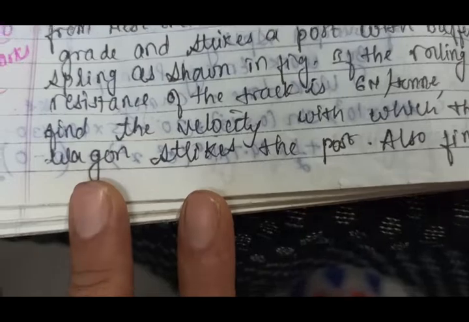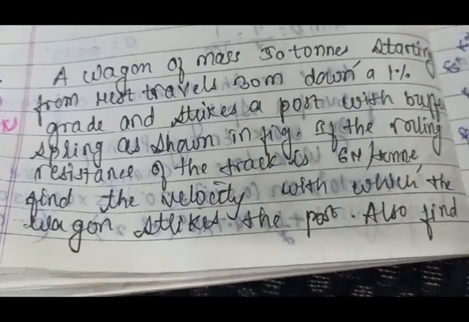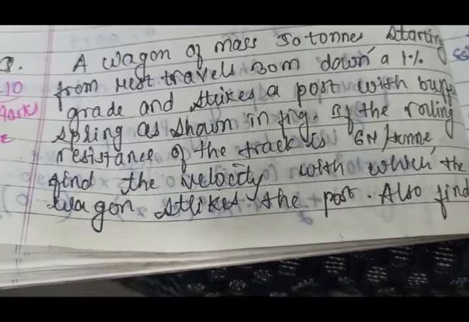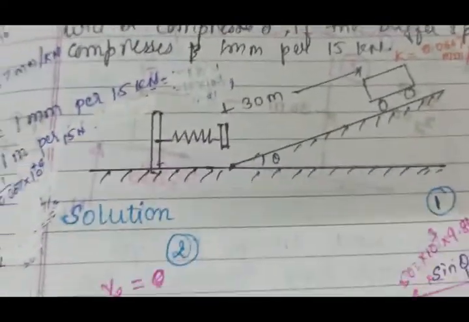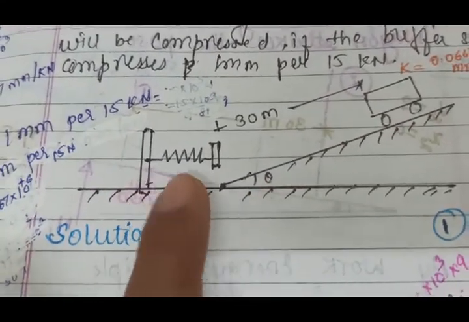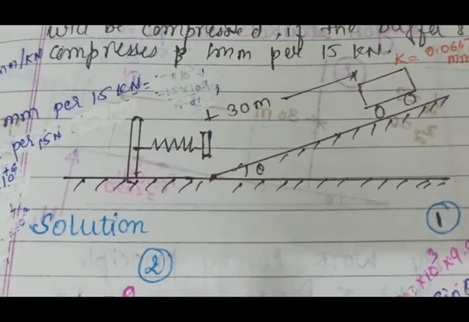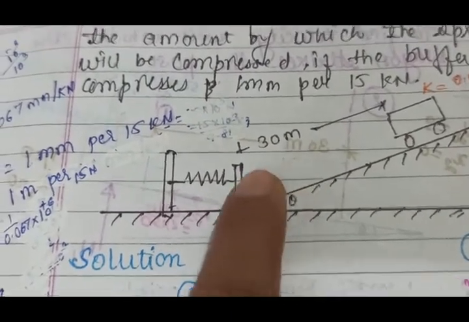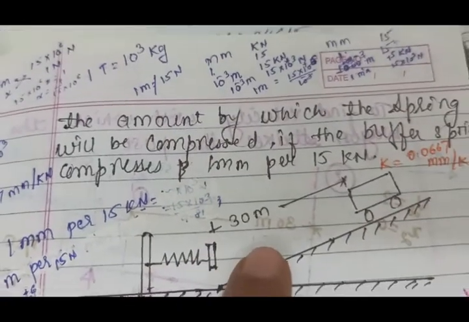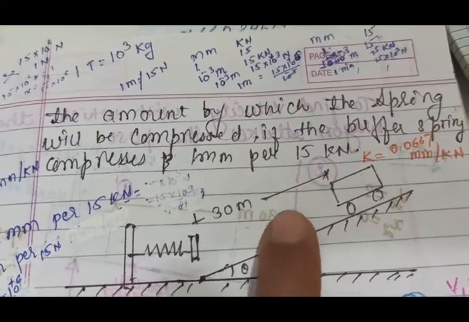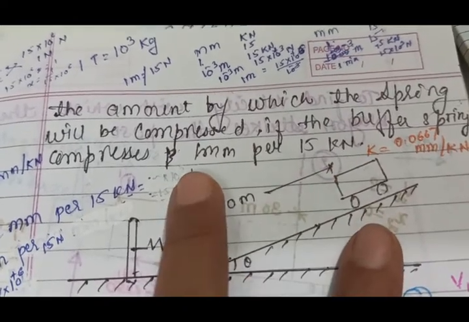Here we are supposed to find out how much will be the compression of the spring, and second, we have to find out the velocity with which the wagon strikes the buffer. I'll show you the question. This is a wagon which is resting on an inclined plane. This is a spring. Here theta is given because the grade is given as 1%, and the distance is 30 meters. One more change that you can find here is that the buffer spring compresses 1 mm per 15 kilonewton.